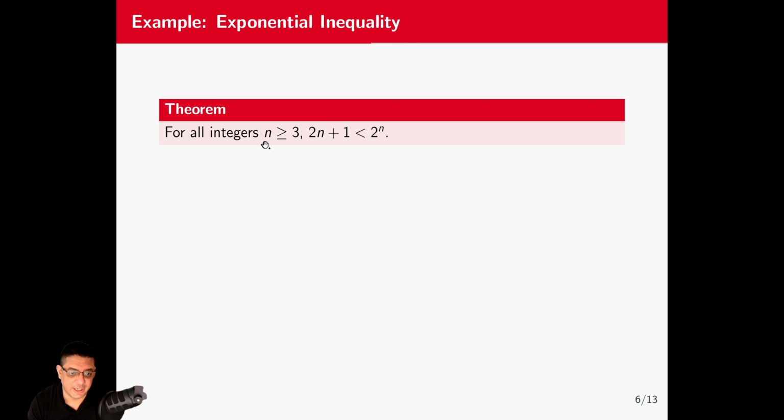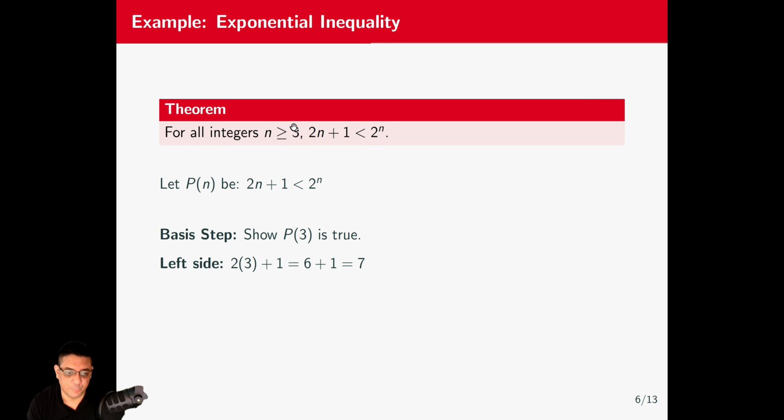For all integers n bigger than 3, we have that 2n plus 1 is less than 2 to the n. So P of n is 2n plus 1 less than 2 to the n. Then the basic step is proving it for 3, since 3 is the initial value that we're using here. Notice 2 times 3 plus 1 is 6 plus 1, 7. And that's going to be less than 2 to the 3, which is 8, by the way. So we can see that 7 is less than 8, and so P of 3 is true. We have the basic step.